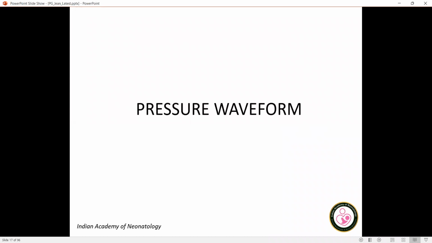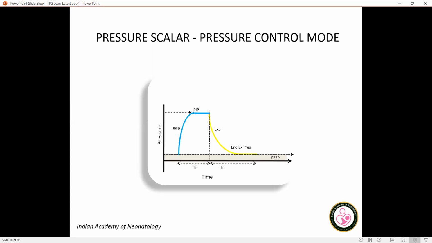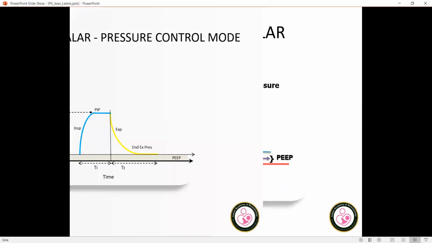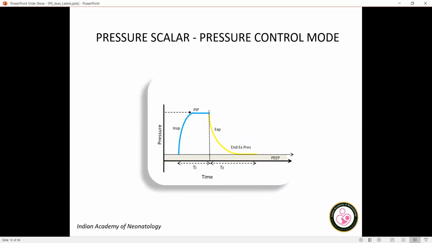So now coming to the proper topic. First we are dealing with the pressure waveform. So what is the pressure waveform? This is the pressure waveform in a pressure control mode. Here we can see that the pressure waveform represents the airway pressure throughout the respiratory cycle. We know all newborns at the beginning of ventilation will require some degree of PEEP. So at the beginning of inspiration, we can see that the waveform will start from the baseline pressure, that is the PEEP.